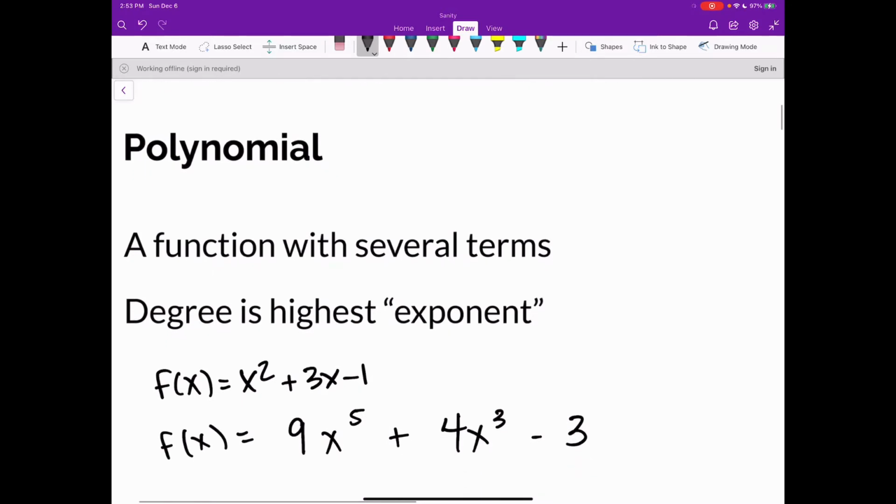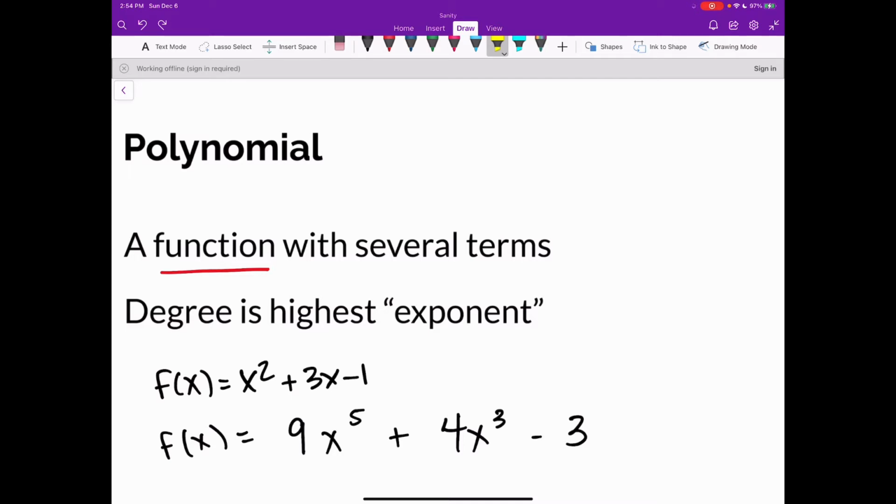All right. Let's define what a polynomial is. If you recall, we talked about functions. You remember functions are in the form f of x equals whatever you're doing, right? So they're just functions with several terms. And if you look here, this first example, I have a term that's x squared. I have a term of 3x. And I have another term of -1. So since it has multiple terms, it's considered a polynomial.